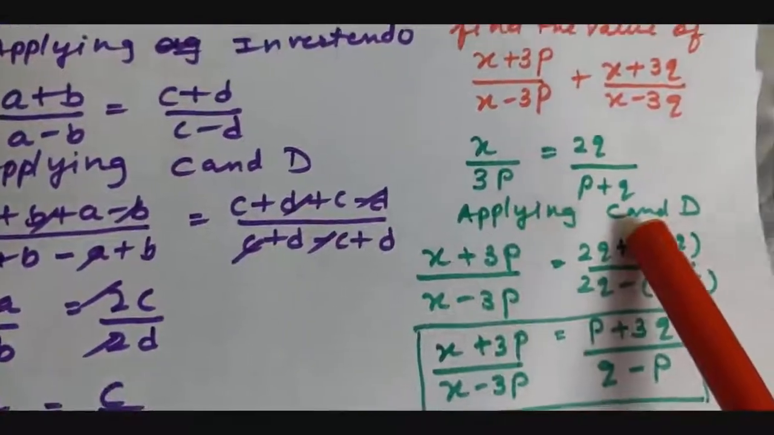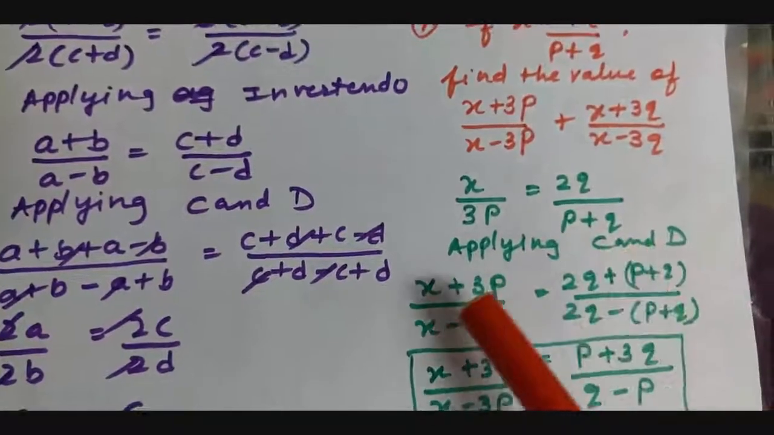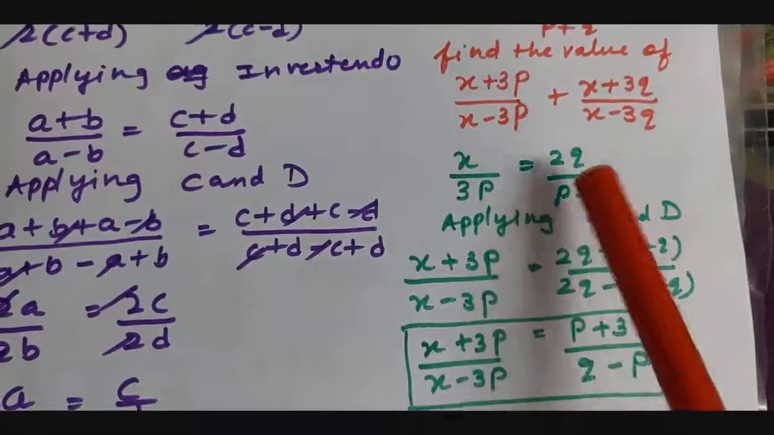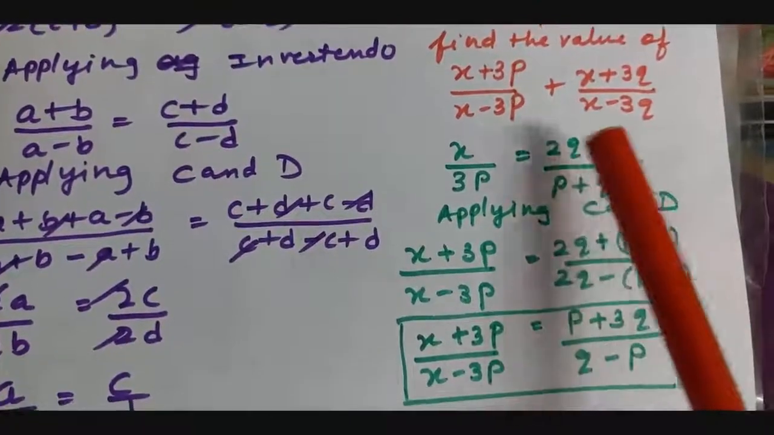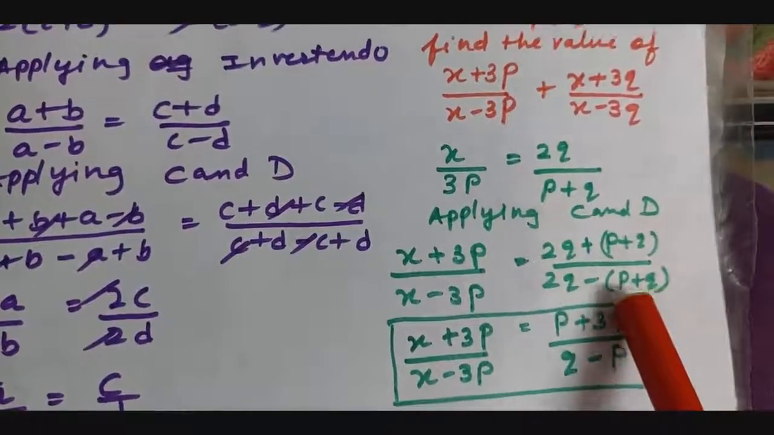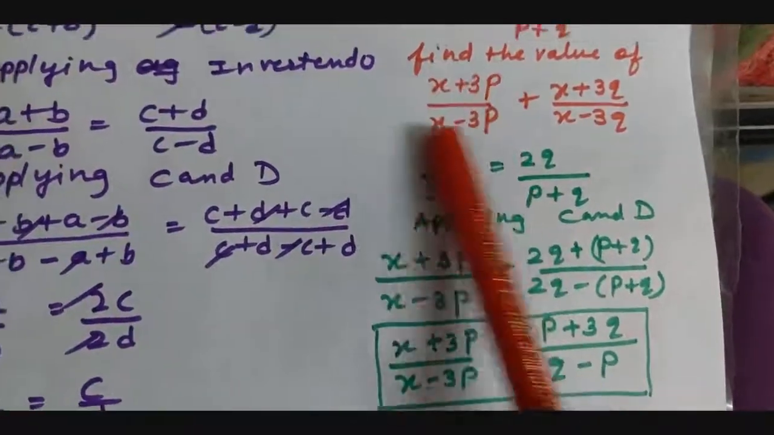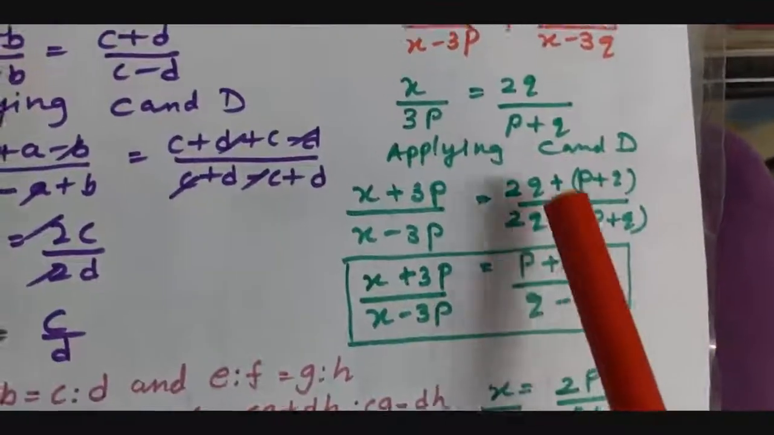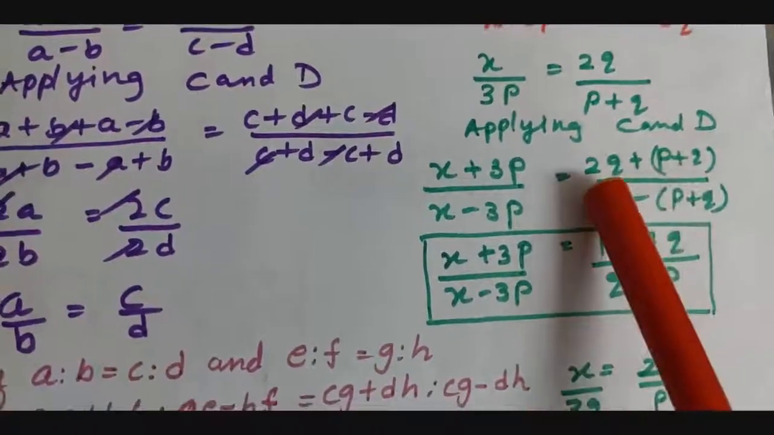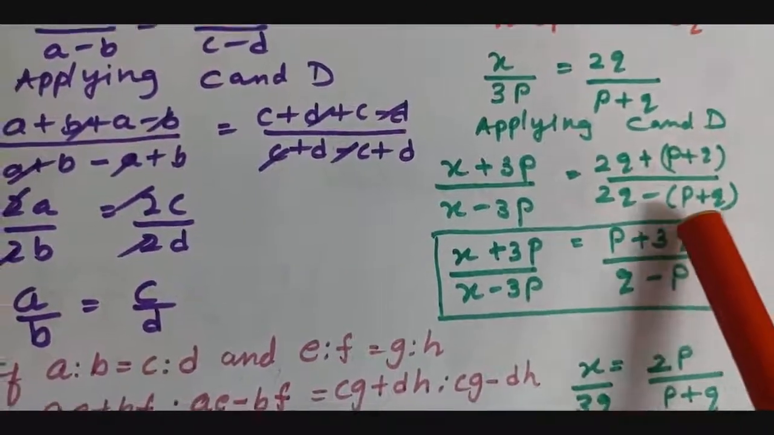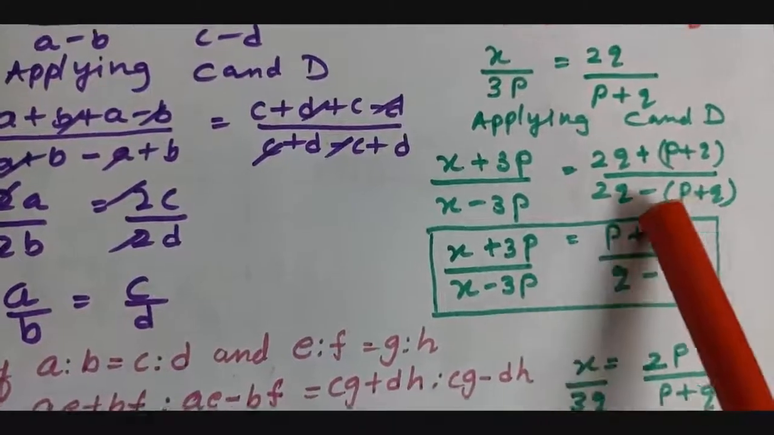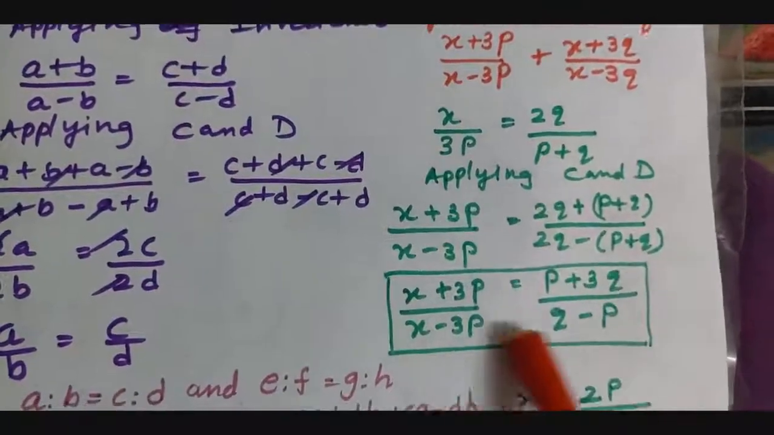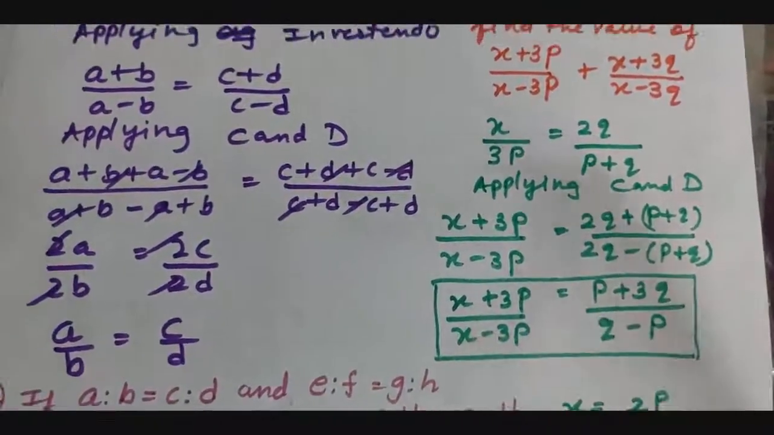Now applying C and D. As I apply componendo and dividendo, so x plus 3p, x minus 3p, 2q plus p plus q, 2q minus p plus q. See your first term here, I get here x plus 3p, x minus 3p. Now simplifying the right hand side, that is p plus 3q, and this is q minus p. So first term value found here, which is kept in the box.